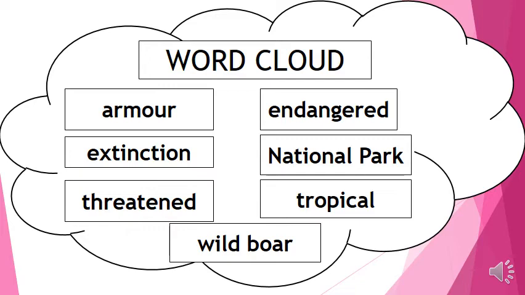What do you mean by national park? National park is an area of countryside made for the preservation of wildlife. Tropical. Tropical is something related to the tropics. Warm and humid weather is often associated with the tropics. Wild boar. Yes, wild boar is an animal which Javan rhinos love to eat. So I think each of the words is clear to you.